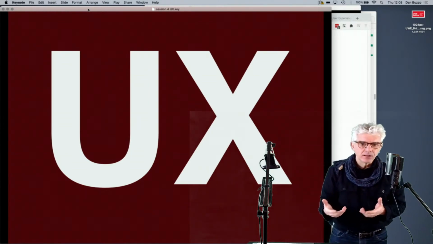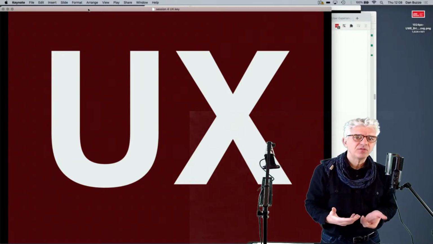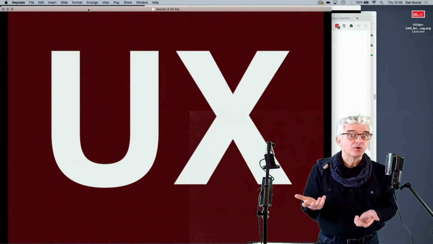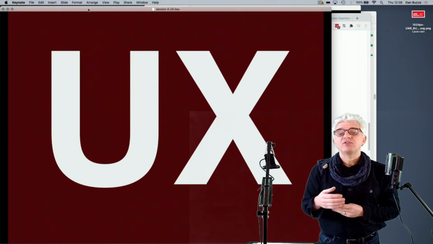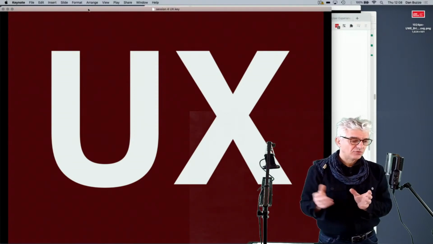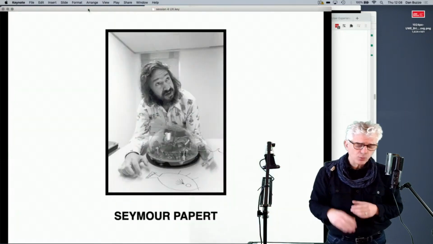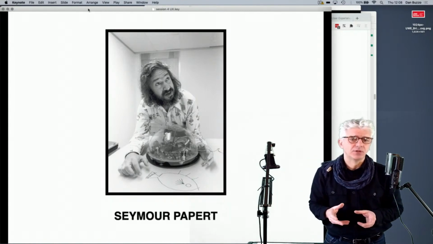And I want to dig in a little bit to what that is if it's not an extension of graphic design, which is a very strong argument that I'm trying to make: that graphic design is an industry and a skill, but interaction design is a different arena. So we talked about Seymour Papert yesterday.